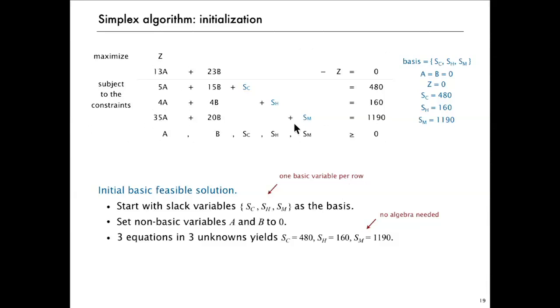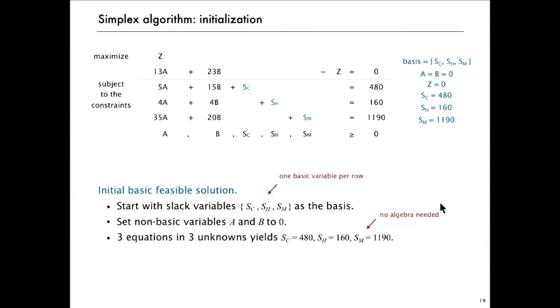One basic variable per row, start with those as the basis, and set our non-basic variables to 0, solve 3 equations, 3 unknowns to get the answer. You don't have to do any work for that. So that's how we initialize things, and you can initialize right from the constraints of the problem.